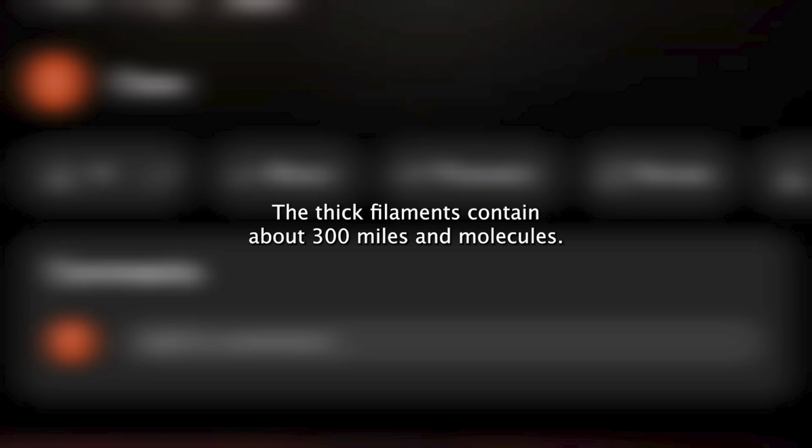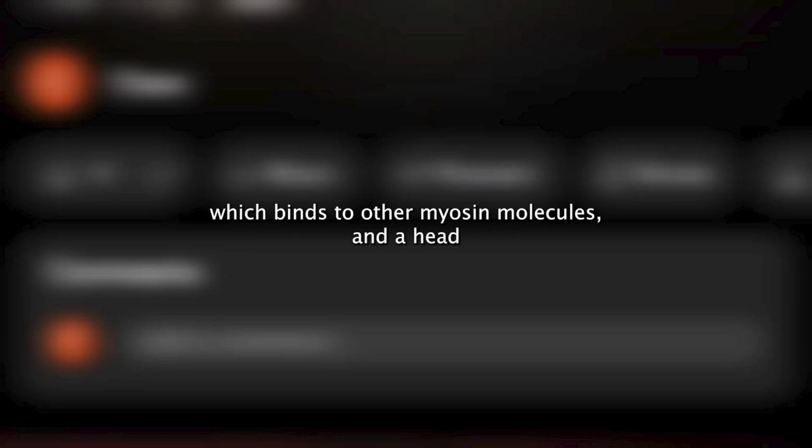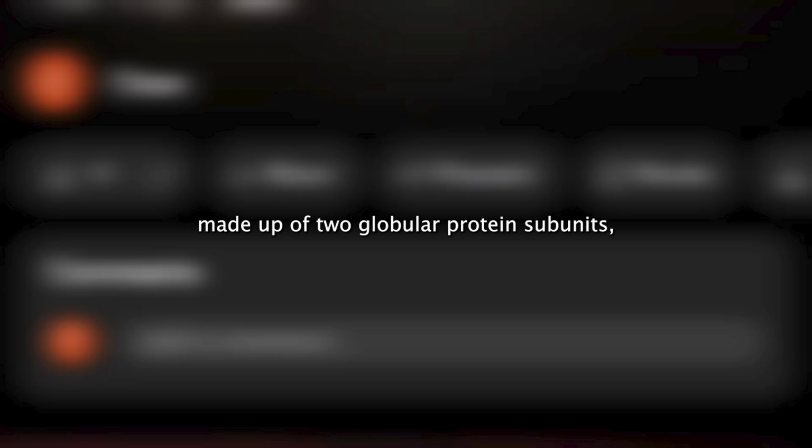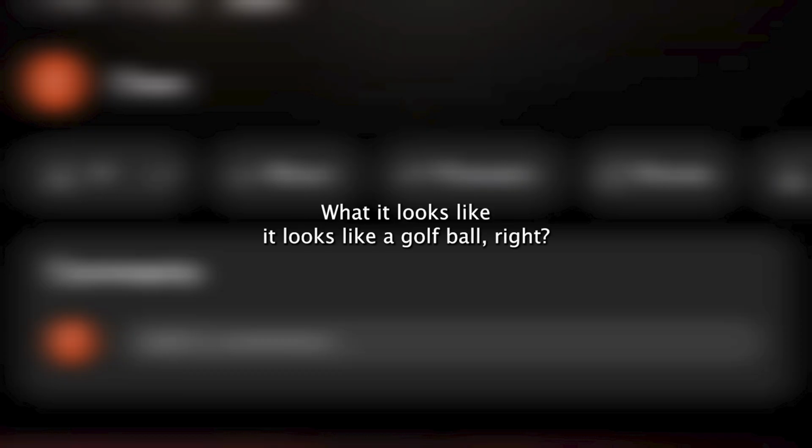The thick filaments contain about 300 myosin molecules. Each myosin molecule consists of a tail which binds to other myosin molecules, and a head made up of two globular protein subunits, and they project toward the nearest thin filament. A core of titin recoils after stretching. So it looks like a golf club. Look what it looks like. It looks like a golf club, right?